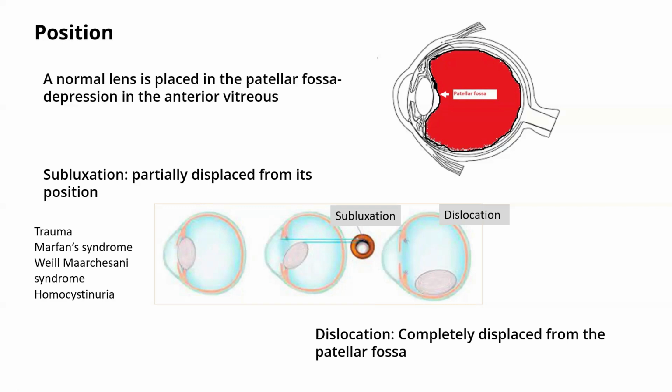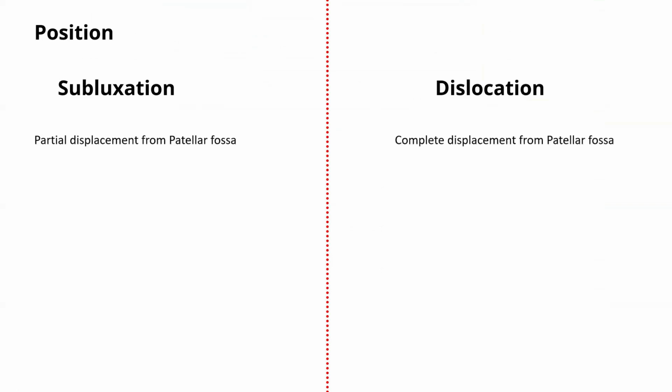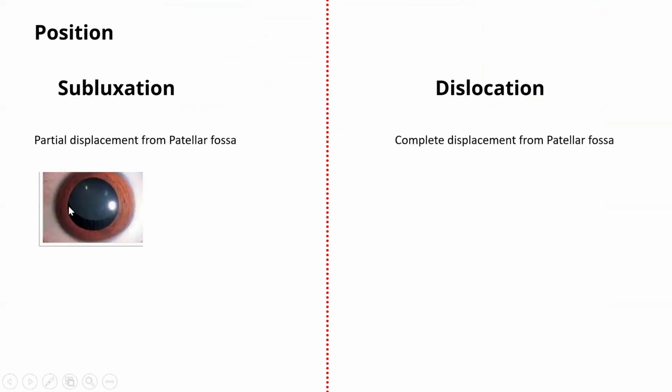So what are the causes? The most common cause is trauma, but we also have conditions like ectopia lentis, where in Marfan syndrome, Weil-Marchesani syndrome, or homocystinuria, you'll see subluxation of the lens. Subluxation is partial displacement from the patellar fossa, and dislocation is complete displacement. In subluxation, from the front you'll see that partially the lens is there in the pupillary area, and there's an area which is aphakic.